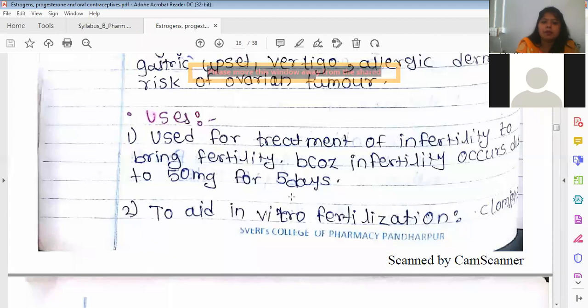Okay, to bring the fertility because the fertilization occurs at 50 mg for 5 days. म्हणजे मोस्ट ऑफ द टाइम अँटी इस्ट्रोजन डेरिव्हेटिव्ह कधी देतो आपण, तर इनफर्टिलिटी असेल एखाद्या वुमनला, तर त्या वुमनला फर्टिलिटी बेअर करायची असेल तर त्या केसमध्ये आपण अँटी इस्ट्रोजन डेरिव्हेटिव्ह देतो. Clear?